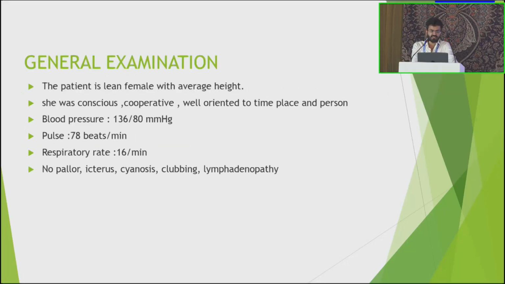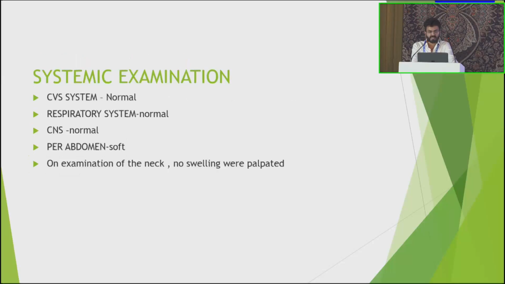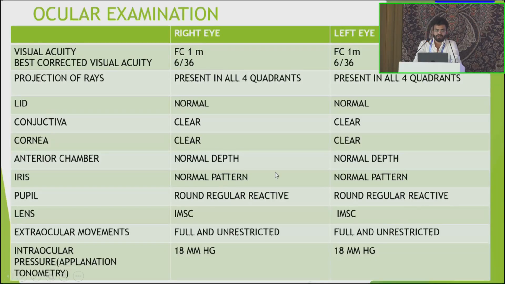General examination, all the parameters were within normal limits. In systemic examination, everything was within normal limits. Ocular examination: both eyes had cataract, thus the vision was finger counting 1 in both eyes. The best corrected visual acuity was 6/36 in both eyes. The rest of the anterior segment was within normal limits.